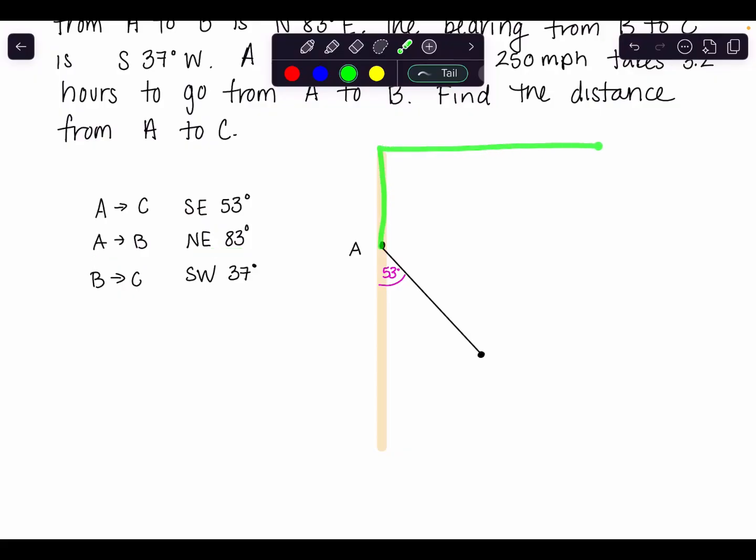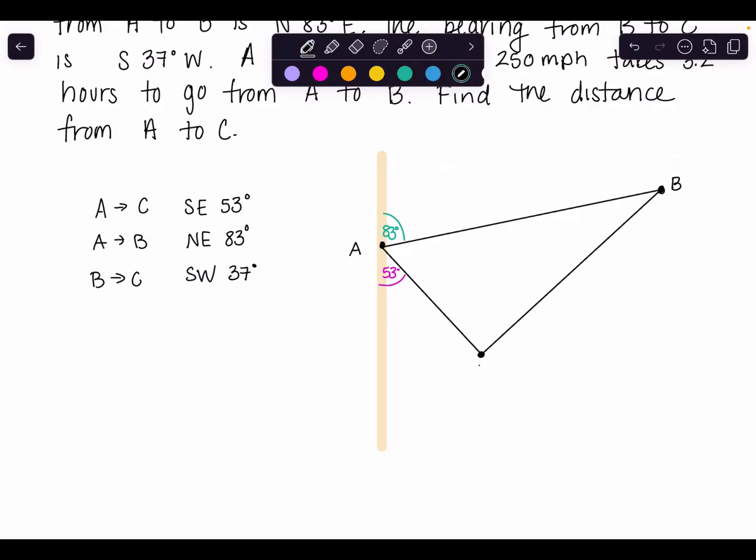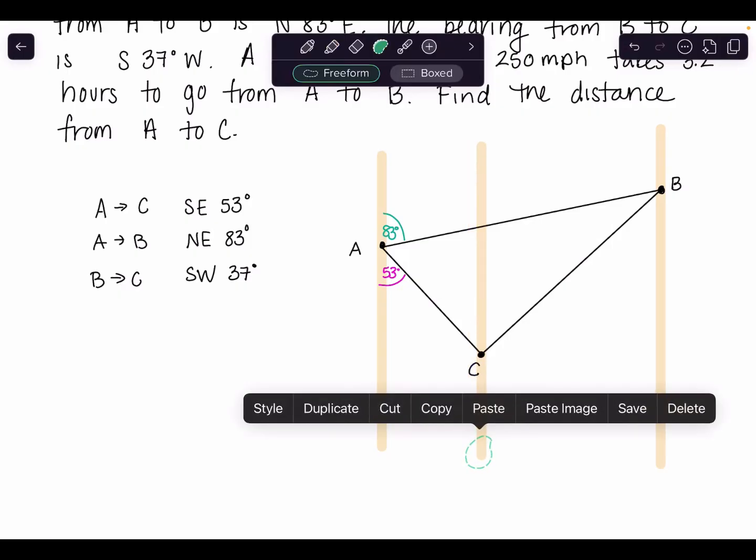To go from A to B, I need to go northeast 83. So northeast 83 degrees. So this angle here would be 83. Okay. We are working with right triangles, so it's likely that this is going to end up being a right triangle, but just a spoiler alert. But again, this angle here would be 83 degrees because you go northeast at an angle of 83. Then to go from B to C, which is right here, again, I'm going to put a straight line in that's parallel through all of these to just help me out visually.